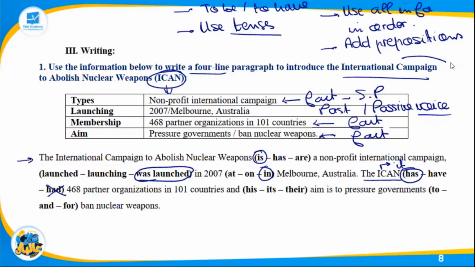And his aim, its aim, well, their aim is to pressure governments. لنا نرجع لل possessive pronouns, okay, to show that something belongs to somebody. Donc لنا, if the ICN isn't it, the possessive pronoun نتاعها automatically باش يطلع its. Okay, its aim, well, its goal is to pressure governments to and for ban nuclear weapons.